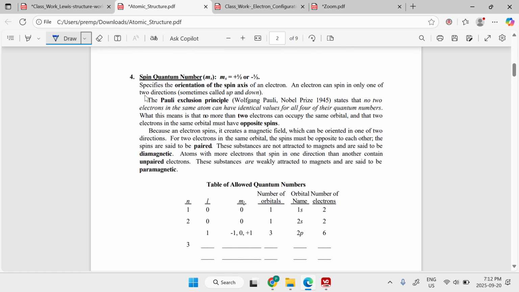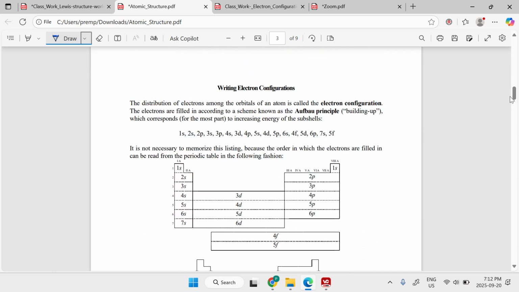So you can see we have some principles here. Pauli's exclusion principle says that no 2 electrons in the same atom can have identical values for all of their 4 quantum numbers. That's the basic rule. No more than 2 electrons can occupy the same orbital, and if we have 2, they will have opposite spins.